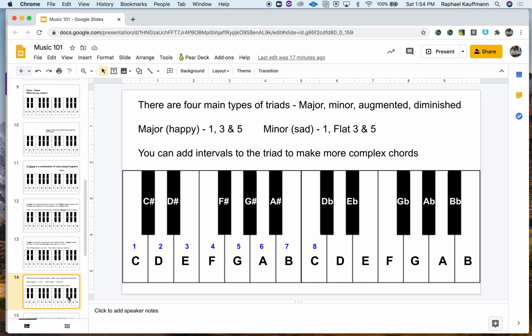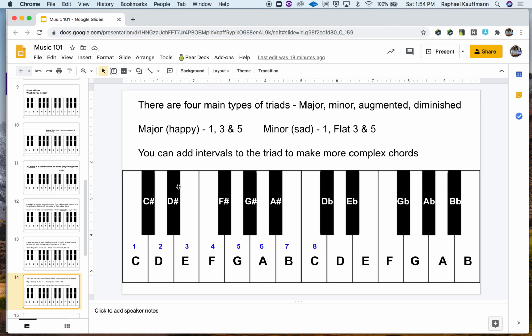There's 4 main types of triads. There's the major triad, the minor triad, and major is often referred to as sounding happy, and minor is referred to as sounding sad. There's also augmented and diminished, but we're not going to get into that right now.